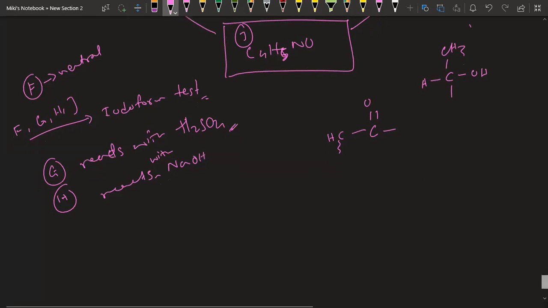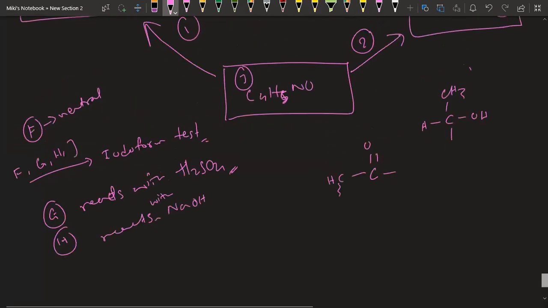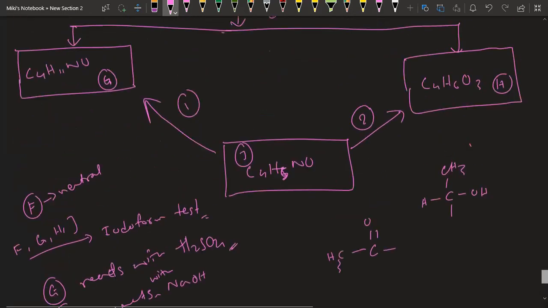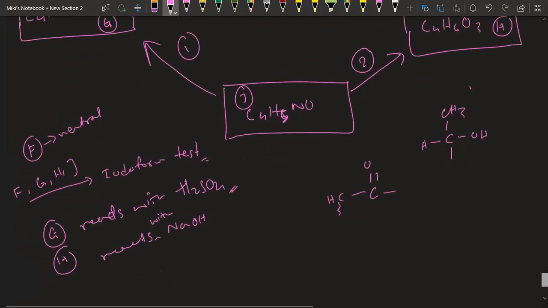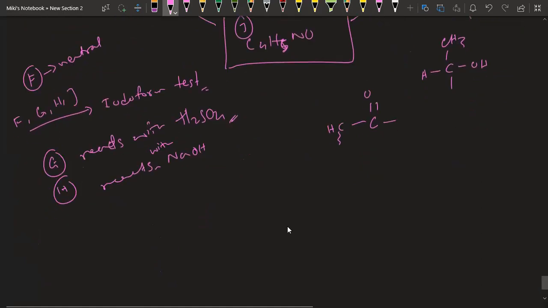Since G has the possibility to have them, and since G reacts with sulfuric acid, that means there's a high chance that G actually contains an amine. We don't know so far, but let's try. Let's say we do have an amine, whatever it is. Then there is this carbon, CH2, let's say.